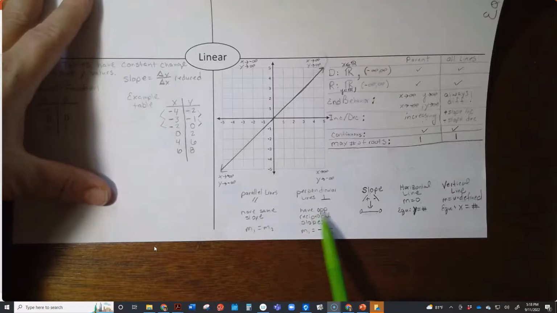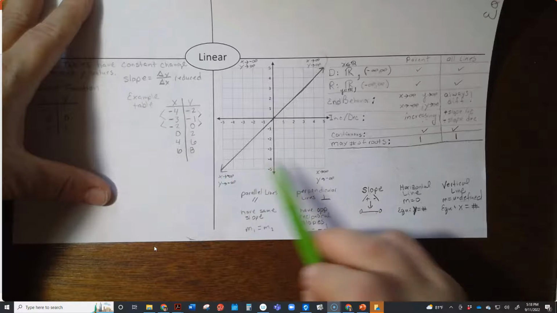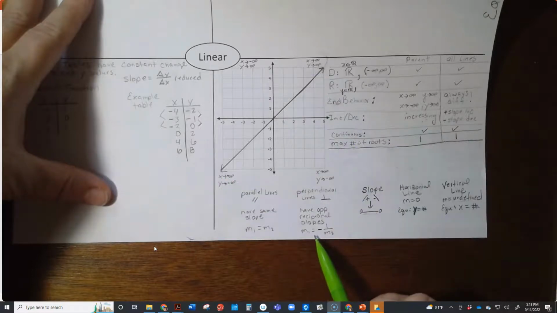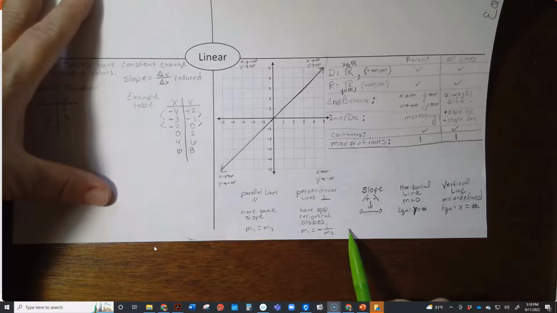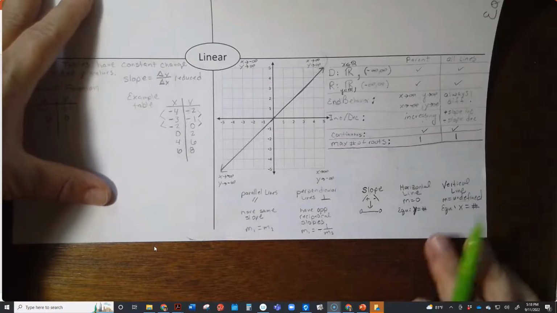Perpendicular lines have opposite reciprocal slopes. So if the slope of one line is a positive number, then the slope of the line perpendicular to that one is going to be a negative number, and you're going to flip it upside down. I'll give you some examples of these when I start working my examples, but in the meantime you need to get this all copied down.